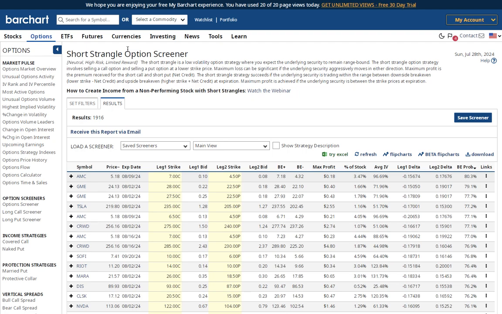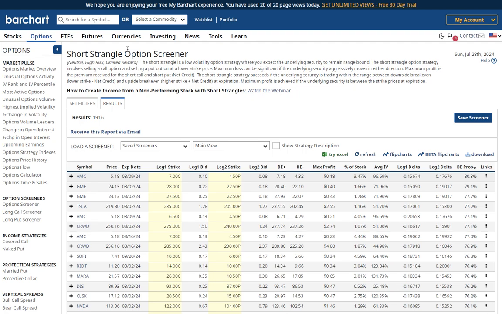So this is the short strangle screen, and it's actually the opposite of the long strangle screen. As we can read right here, it's extremely risky. The short strangle is a low volatility option strategy where you can expect the underlying security to remain range bound. It involves selling a call option and selling a put at a lower strike price. Maximum loss can be significant if the underlying security aggressively moves in either direction. Maximum profit is the premium received for the short call and short put, the net credit.